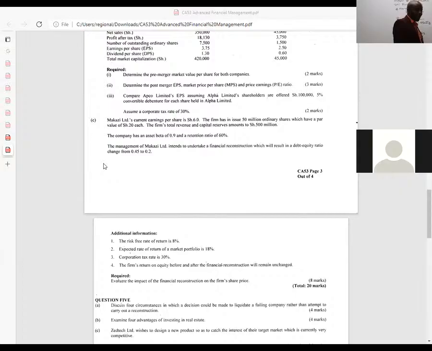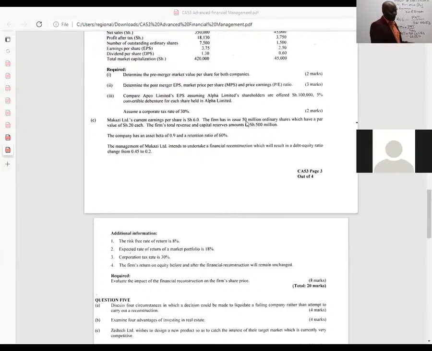We are told here, Makazi Limited's current earnings per share is 6. The firm has in issue 50 million ordinary shares, which have a par value of 20 each. Listen, they are telling us that Makazi Limited's EPS is how much? Is 6. And the number of ordinary shares is how many? Somebody here, 50 million. So then to get the profit after tax, straight away it will be 6 times 50, which will end up giving me how much.